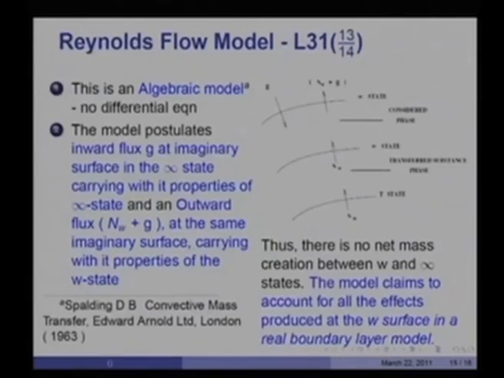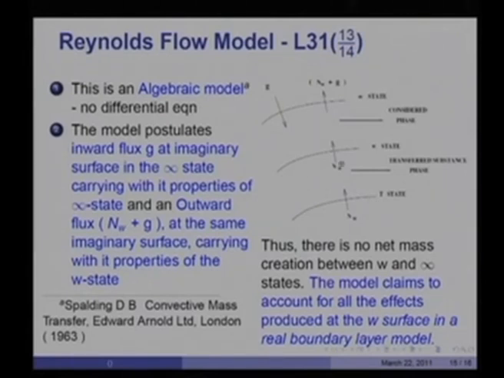Finally, I come to the algebraic Reynolds flow model, and it was postulated by D.B. Spalding in a book called Convective Mass Transfer, published by Edward Arnold in London in 1963. This is an algebraic model, very simple, and therefore, there are no differential equations to be solved. What one says is that there is the interface, there is the considered phase, there is the infinity state, and then there is the t state. The t state has the same meaning as before.